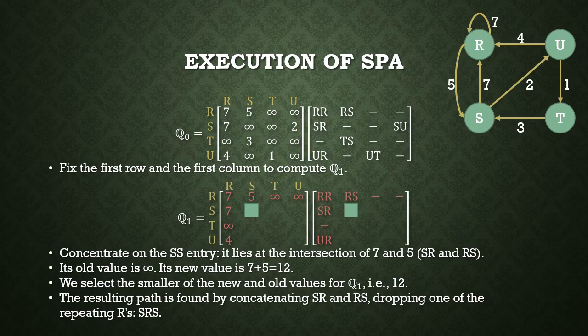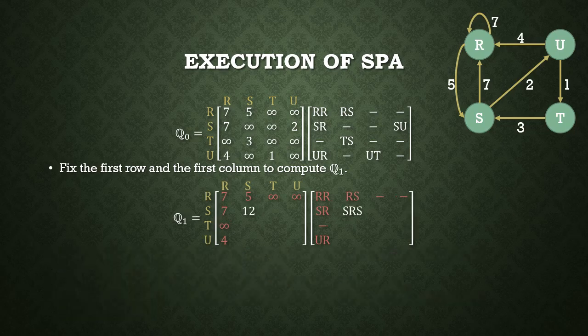And if you are concatenating correctly, there will be one character which will be repeating. Like here, the character that is repeating is R. So we drop one of the instances of the repeating character. The new value is 12. The new path is SRS. See how we bring about the change. I hope that you understood how I did this.